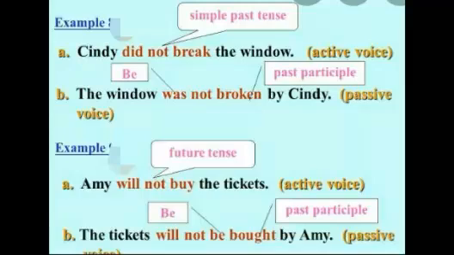The window was not broken by Cindy. Here was is the to be form of past tense used in the passive sentence. And the past participle broken is used here to convert the sentence to passive voice.